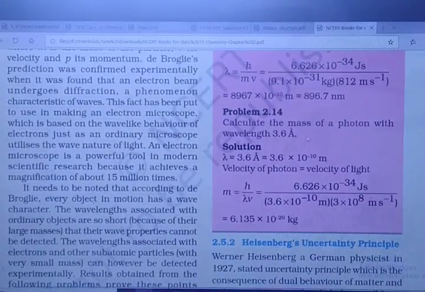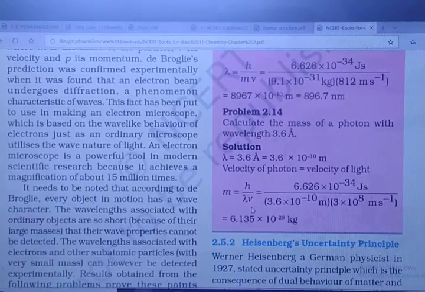Now calculate the mass of a photon with a wavelength of 3.6 angstrom. Mass of a photon you have to calculate. The lambda value is given, 3.6 angstrom. Convert this angstrom into meter, 10 to the power minus 10 meter. Velocity of photon is equal to velocity of light. You have to calculate the mass. So m is equal to h by lambda nu.